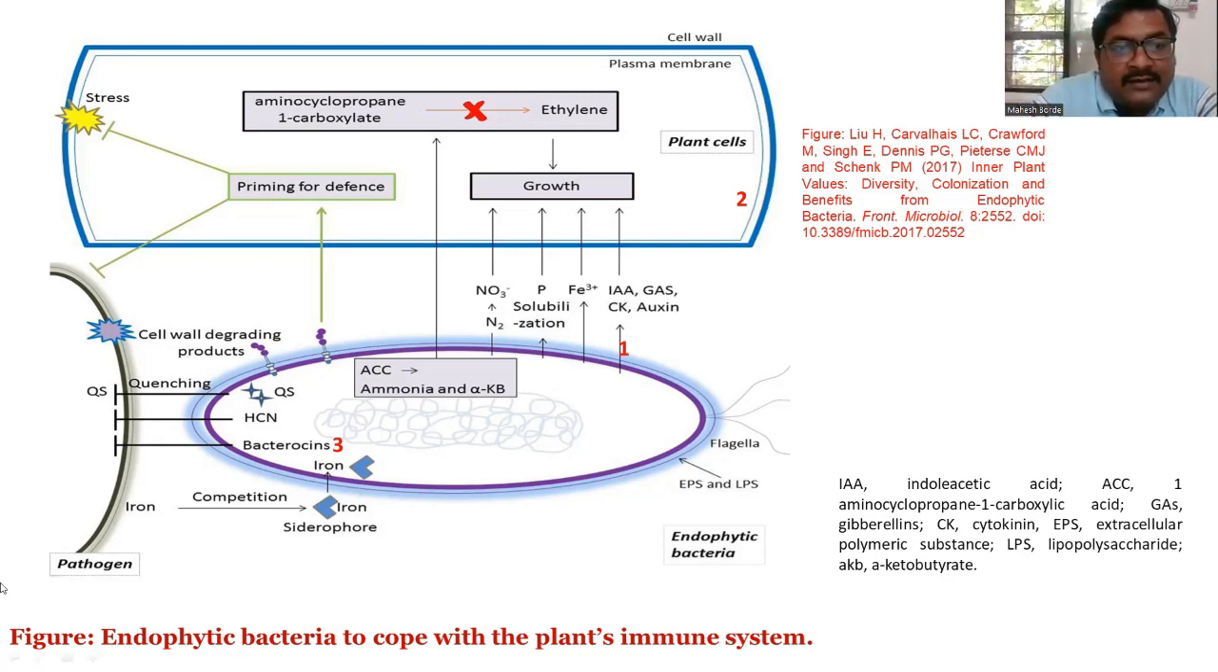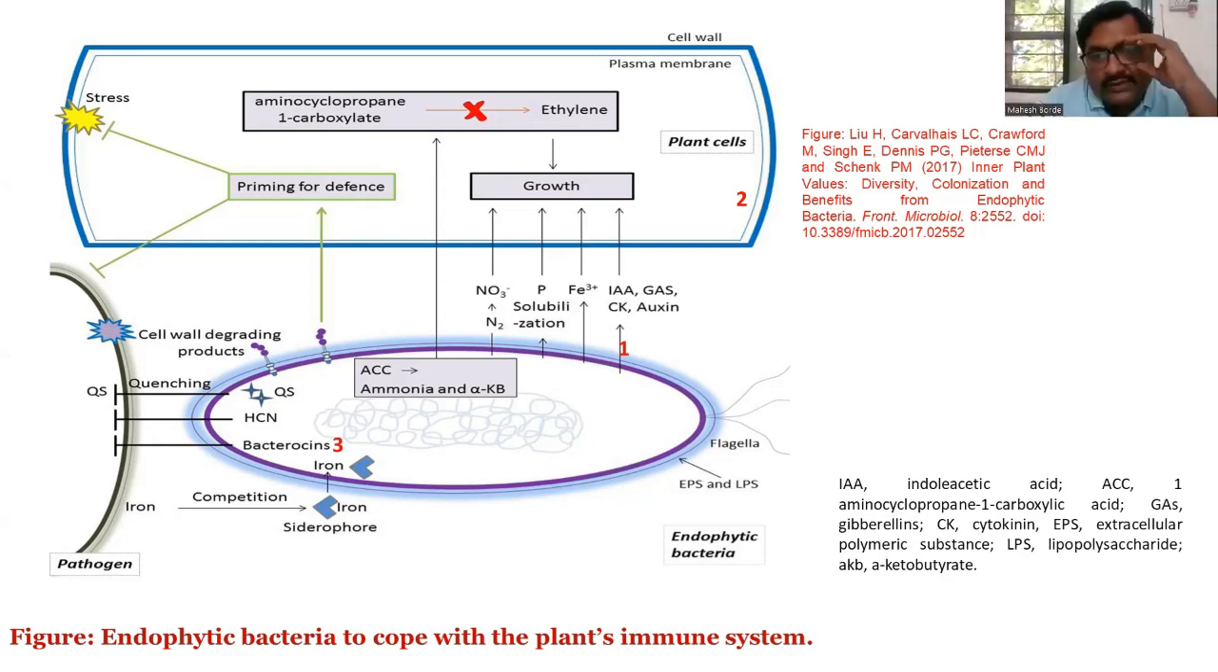Okay. Another thing is priming defense. When the bacteria associated with the plant trigger its immunity or defensive response, it is either phytohormone mediated or antioxidative mediated. That is called priming defense response, triggered before pathogen attack. So it ultimately inhibits pathogen growth. So the cumulative effect of plant growth promotion activity, production of chemical compounds like hydrogen cyanide, bacteriocin, siderophore, cell wall degrading enzymes, ACC deaminase, and quorum quenching ultimately inhibits the growth of the pathogen.